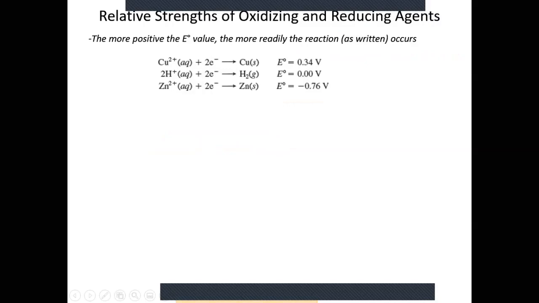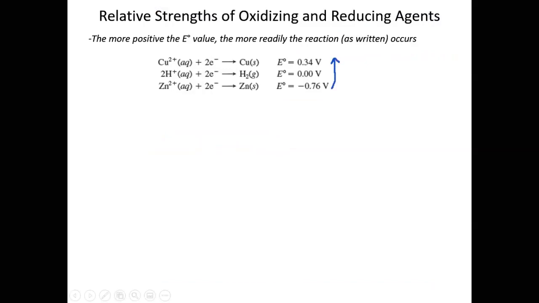So how do we determine the relative strength of oxidizing and reducing agents? The more positive the E reduction value is, the more readily the reaction wants to occur. So again, as we get more positive, we get stronger oxidizing agents. The species in the agent wants to be reduced. So for example, copper 2 plus reduction potential is 0.34. It's the strongest oxidizing agent because copper 2 plus, out of these three given, readily wants to be reduced.